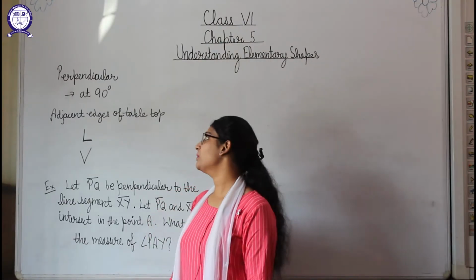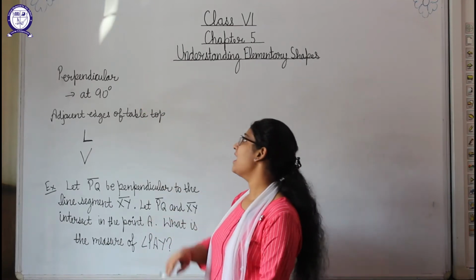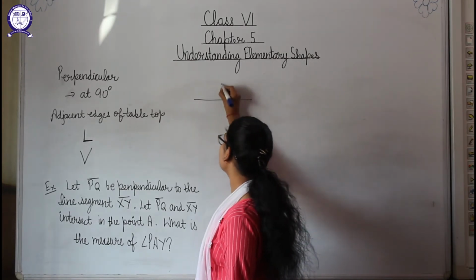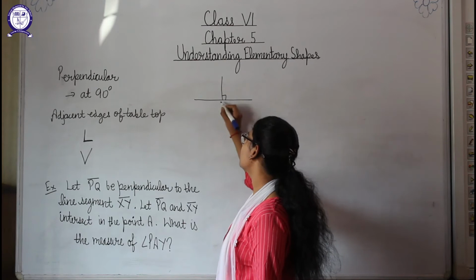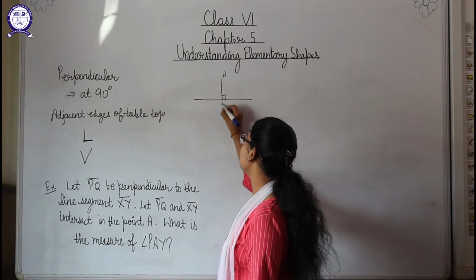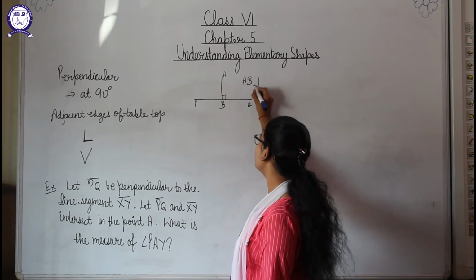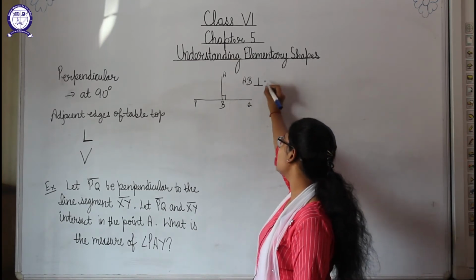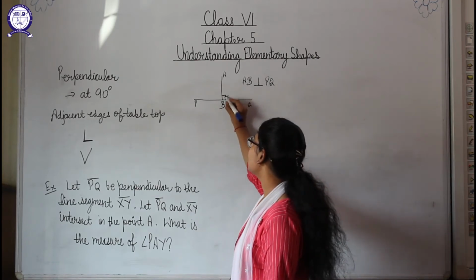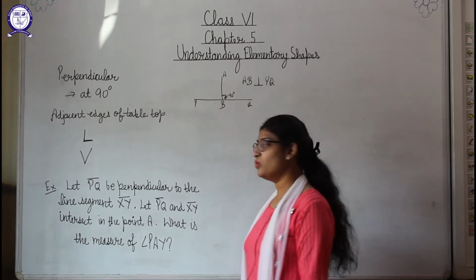Now students, our topic is perpendicular lines. Perpendicular lines are those lines which stand at a 90-degree angle. Suppose this is line AB and I draw a line PQ at a 90-degree angle to it. So we can say that AB is perpendicular, this is the symbol of perpendicular, to PQ. This is a 90-degree angle. Whenever lines meet at a 90-degree angle, they are said to be perpendicular to each other.